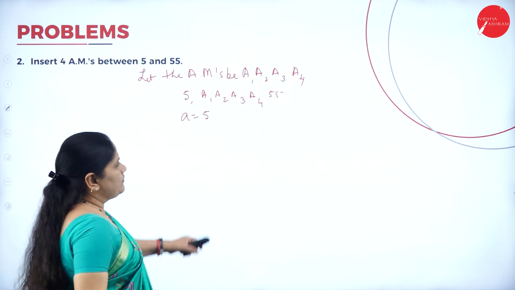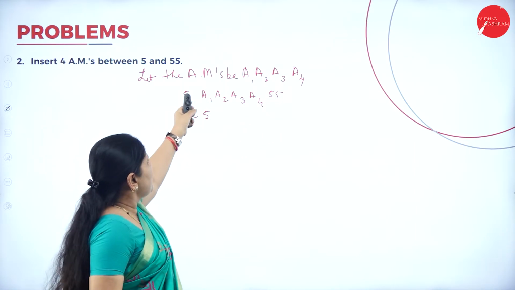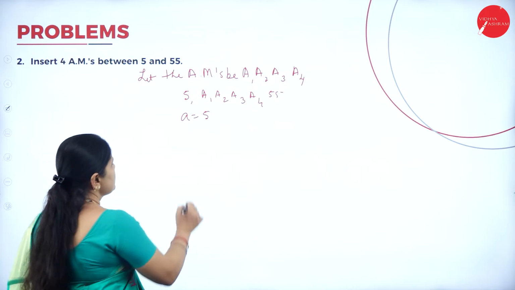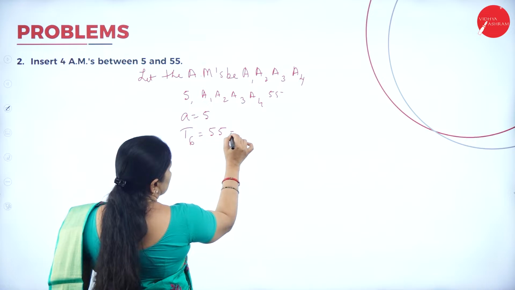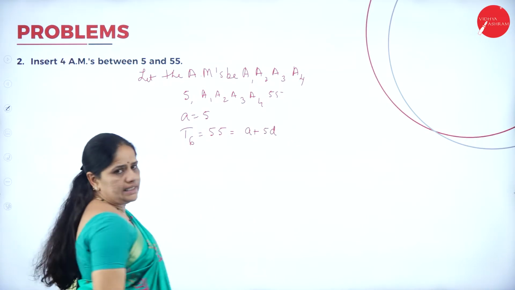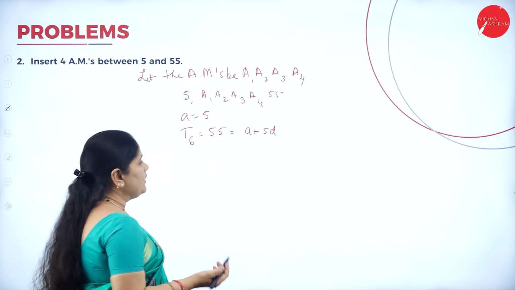Now we have to just count the order of this term. So 1, 2, 3, 4, 5. This is the 6th term. So T6 will be equal to 55. So this will be equal to A plus 5D. Okay, so A plus 5D equals 55.